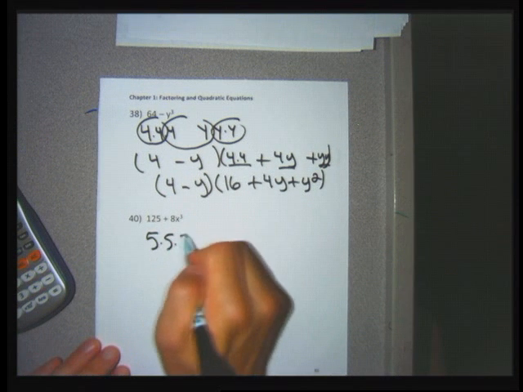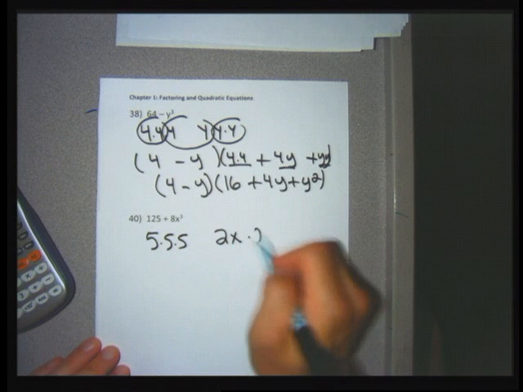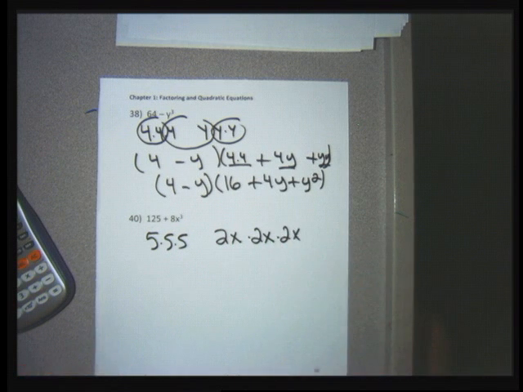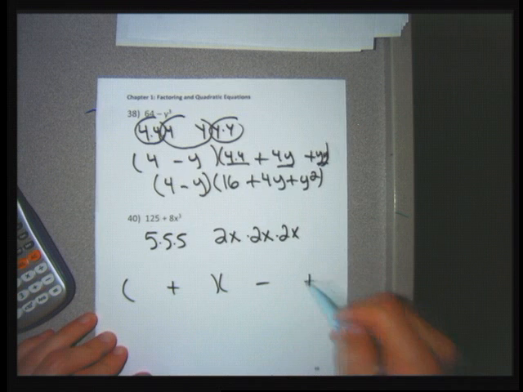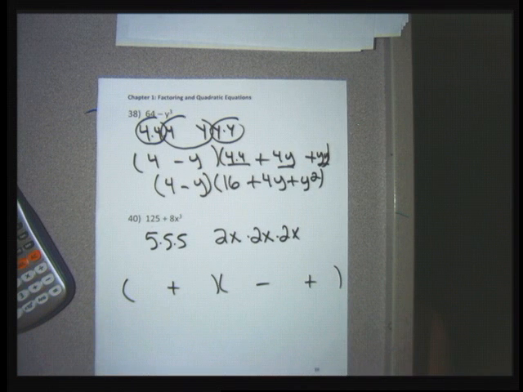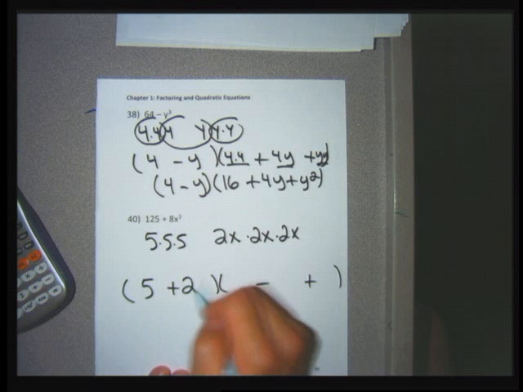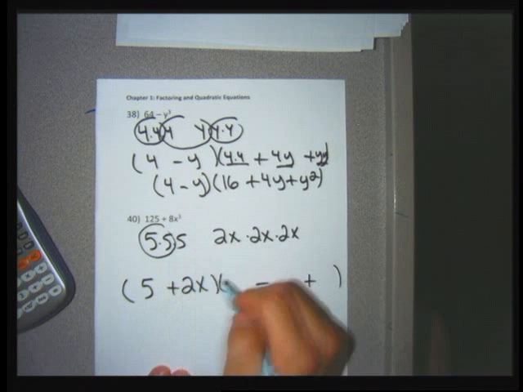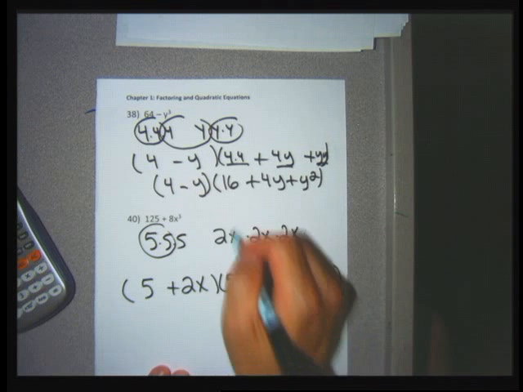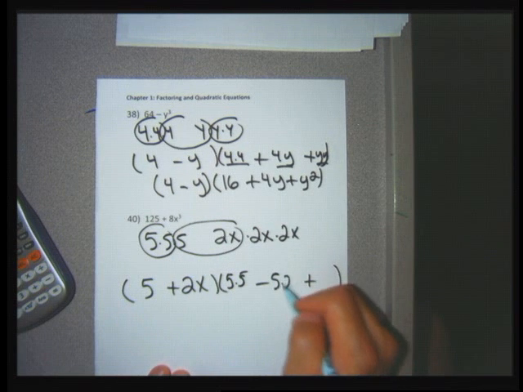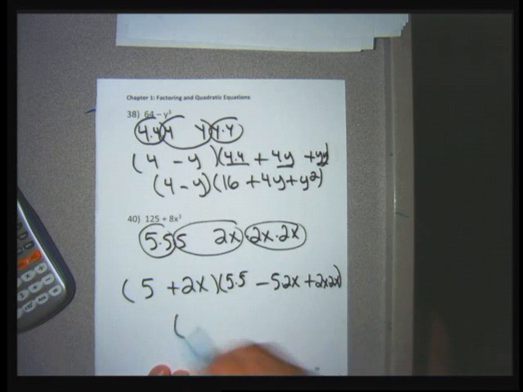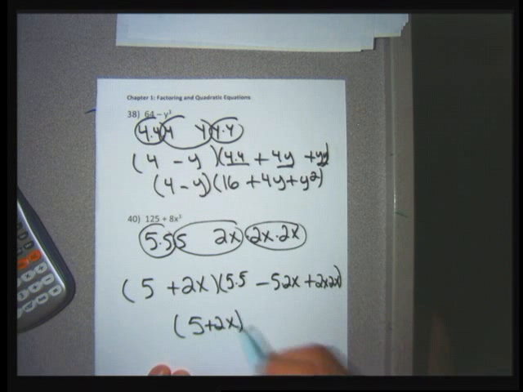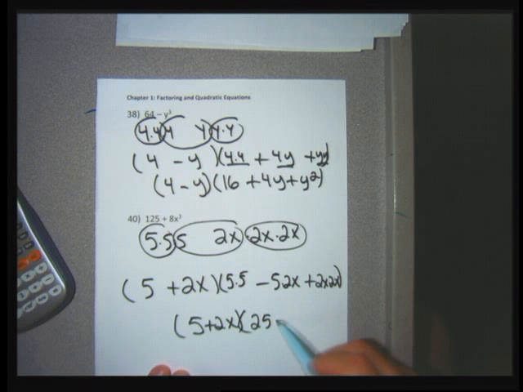Number 40 is 5 times 5 times 5, and 2x times 2x times 2x. Template: first parentheses gets a plus sign. Second parentheses, the opposite of plus, which is minus, and the last is always plus. First parentheses, one of each in the order that they come, a 5 and a 2x. Second parentheses, 5 times 5, 5 times 2x, 2x times 2x. So I'm going to get 5 plus 2x, and then 25 minus 10x plus 4x squared.